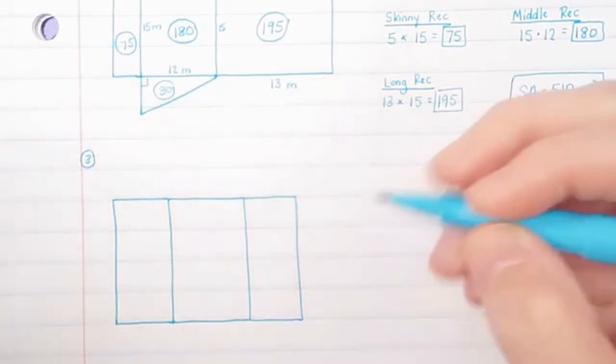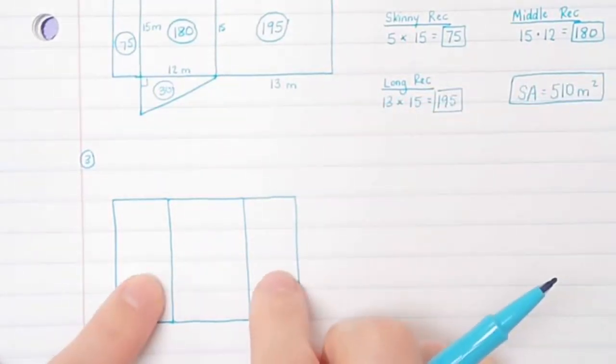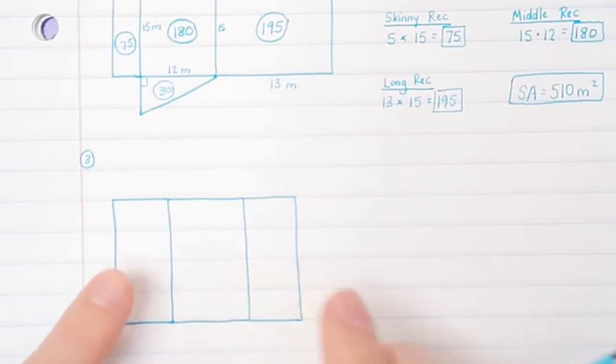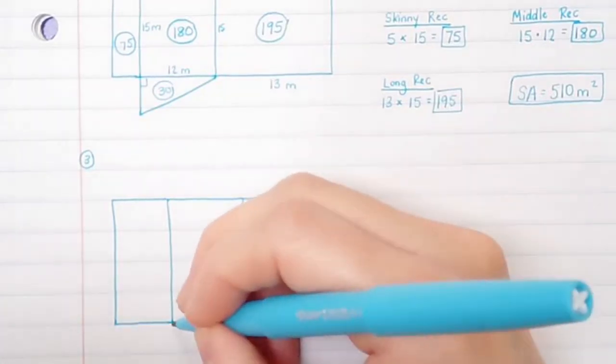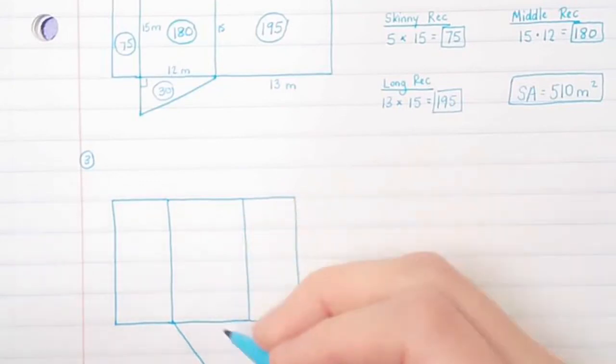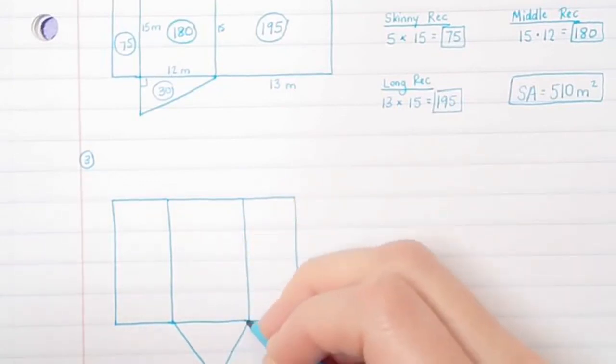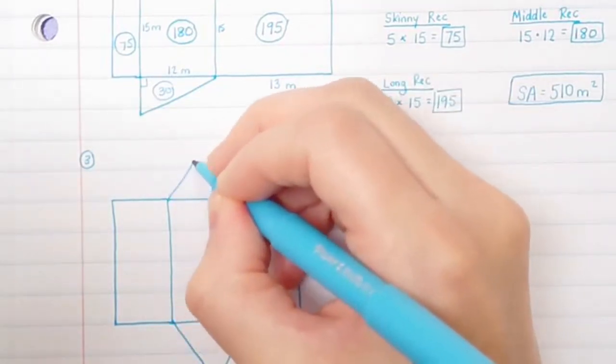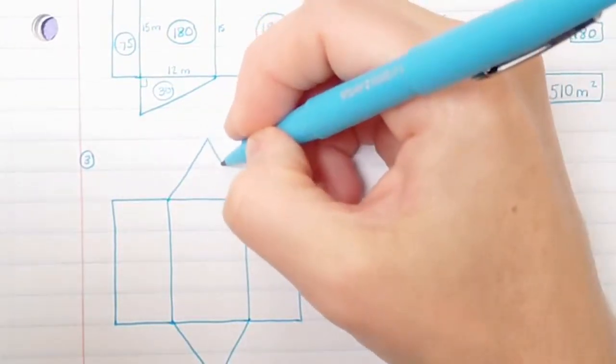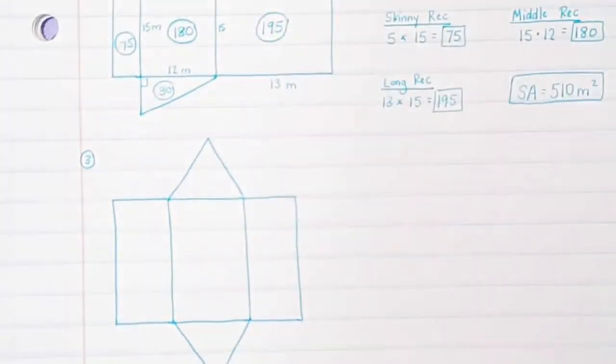Okay, these two rectangles match each other, but this one in the middle is not the same. So make sure you draw that one a little bit bigger than those other two. Okay, and then let me give you some numbers.